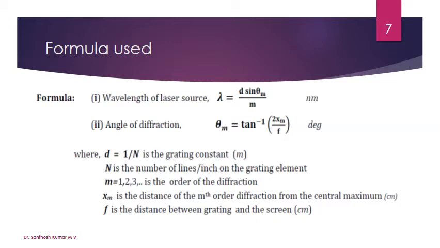is equal to 1 by n, called the grating constant, n is the number of lines per inch in the grating element, m is the order of diffraction, which varies as 1, 2, 3, etc., and xm is the distance between the mth reading and the central maxima. F is the distance between the grating and the screen in centimeters. These are the formulas which are used.